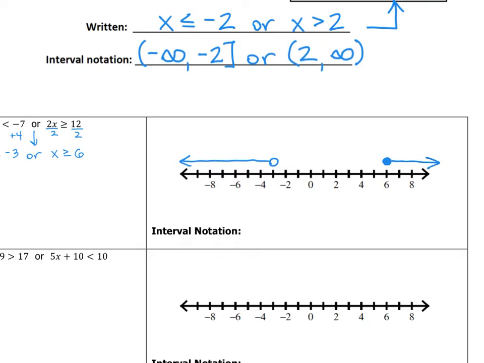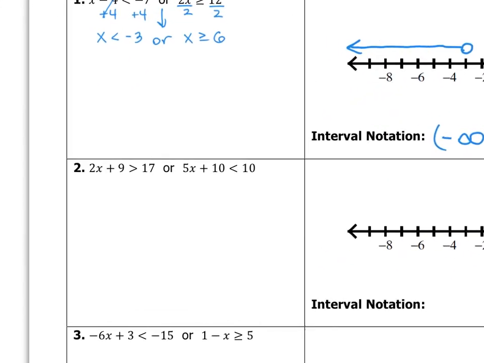The interval notation for this will look like the following. Since x can be less than -3, that'll be our first interval notation, or x can be greater than or equal to 6, so this will be our second interval notation.